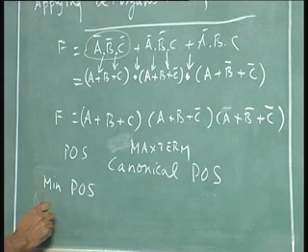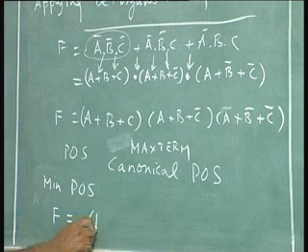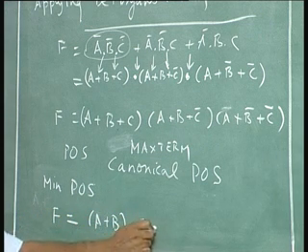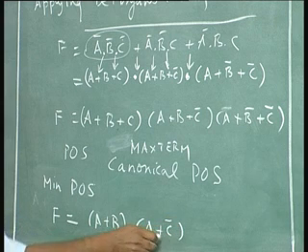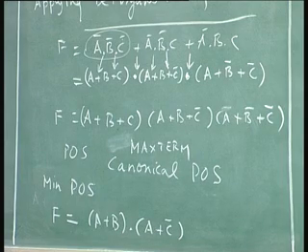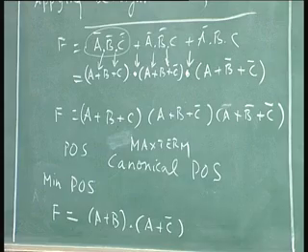I wanted you to try this as homework. F becomes A or B... I want it in this form. I can always apply Boolean algebra. I said F is equal to A plus B C bar. Do not proceed from here and prove this.